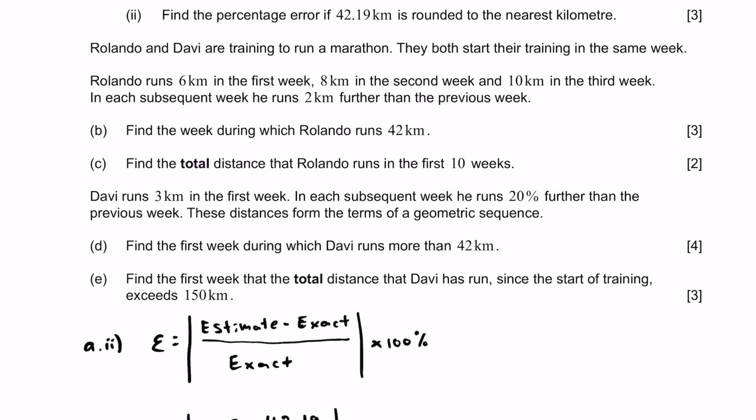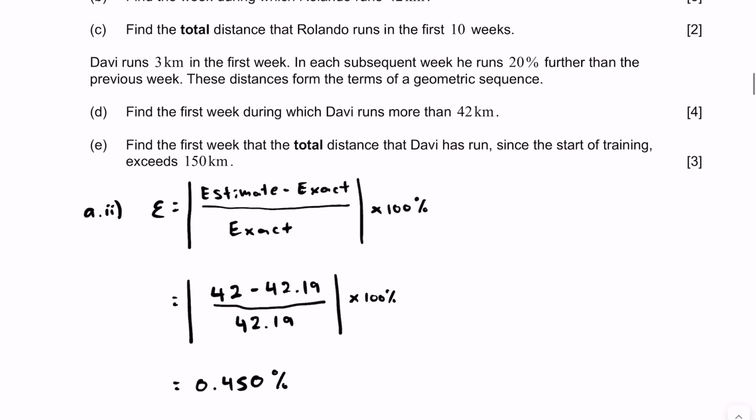So compartmentalizing or finding out what type of question we're dealing with during that 5-minute reading time can help make your overall process working through these examinations more efficient. So looking at this once again, arithmetic geometric sequence, intersection of two functions, and with that in mind, I think we've got a good structure to work through this. All right, so let's go back to this part B here. Find the week during which Rolando runs 42 kilometers. So I'm going to erase this.